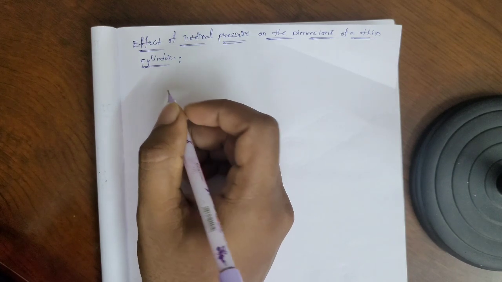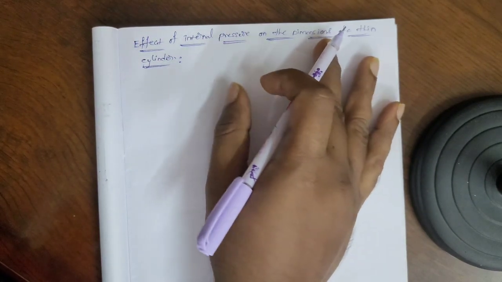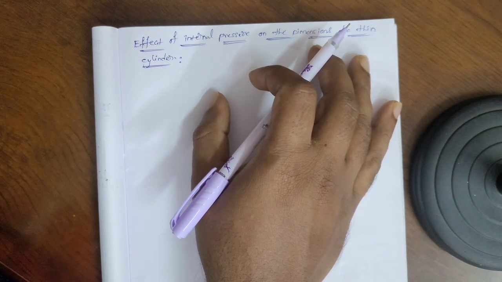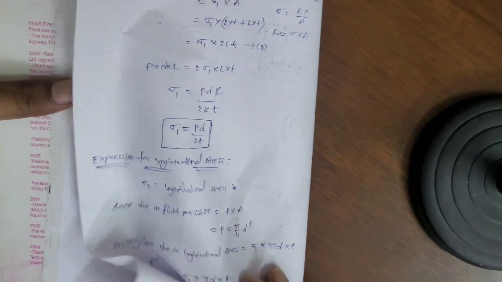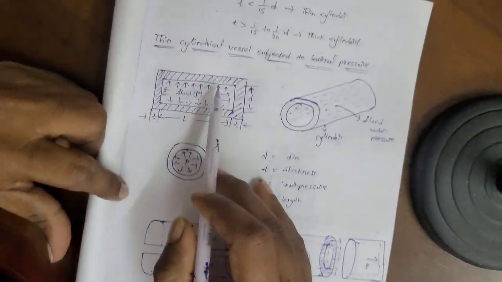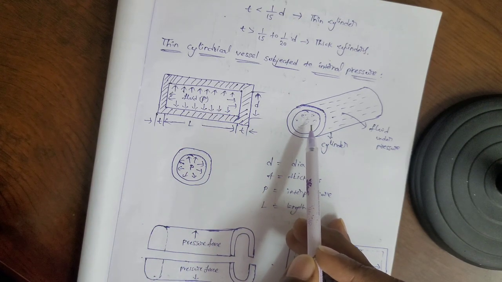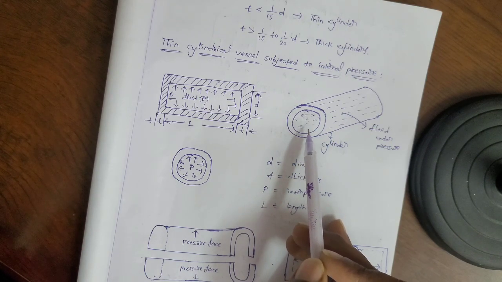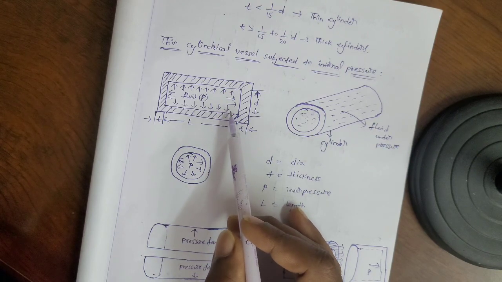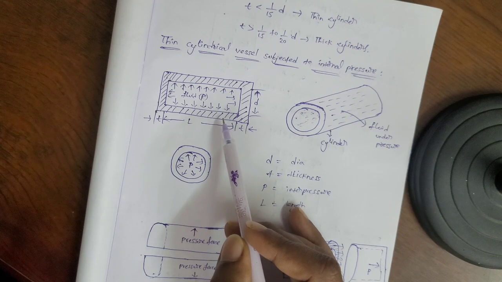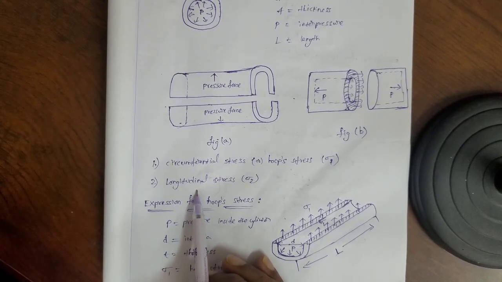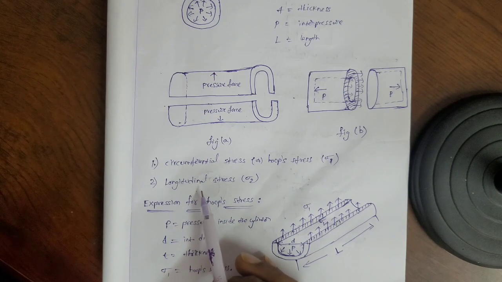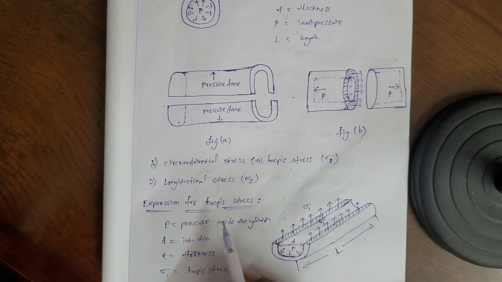So today, I would like to discuss the effect of internal pressure on the dimensions of a thin cylinder. Simply, it is also called the strains in a thin cylinder. As we already know, when a fluid having some internal pressure is placed inside the cylinder, due to this internal pressure of the fluid, stresses are set up at any point of the material in the cylinder. The stresses developed in the cylinder are, the first one, circumferential stress, and the second one, longitudinal stress. These two stresses are called principal stresses because they are acting on principal planes.